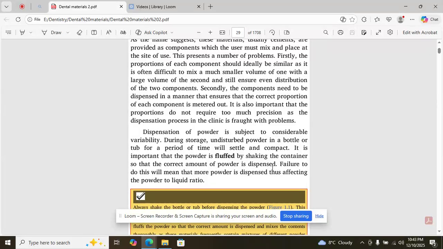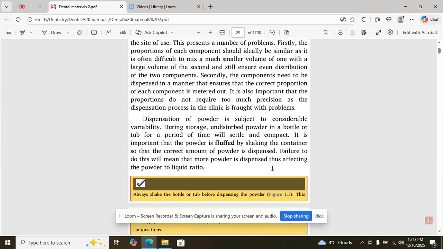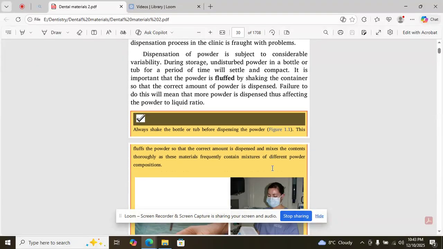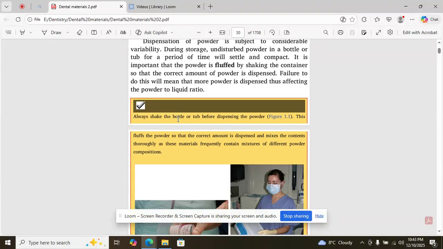During storage, undisturbed powder in a bottle or tub for a period of time will settle and compact. It is important that the powder is fluffed by shaking the container so that the correct amount of powder is dispensed. Failure to do this will mean that more powder is dispensed, thus affecting the powder to liquid ratio. Always shake the bottle or tub before dispensing the powder.